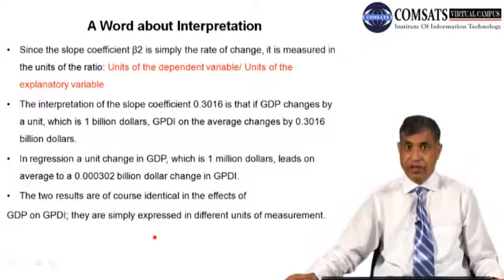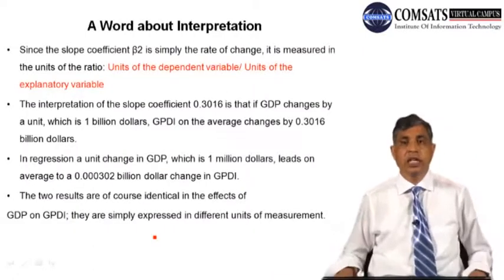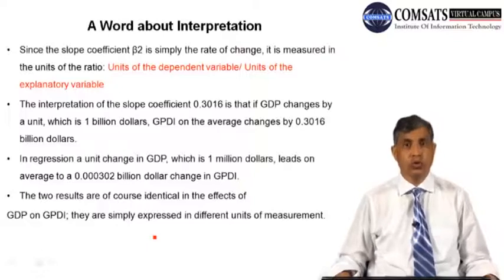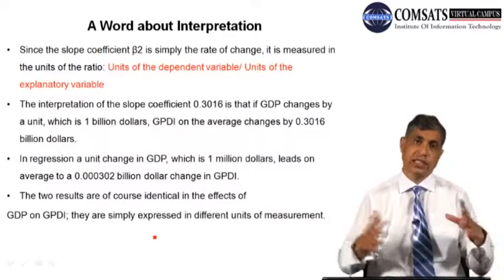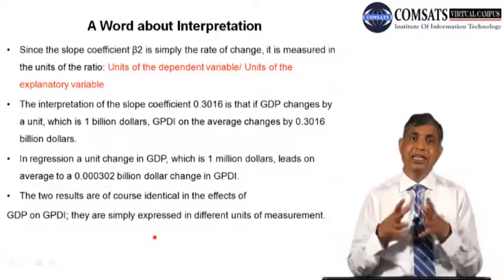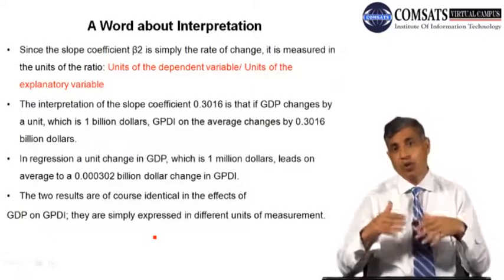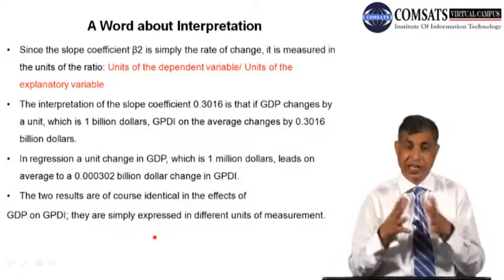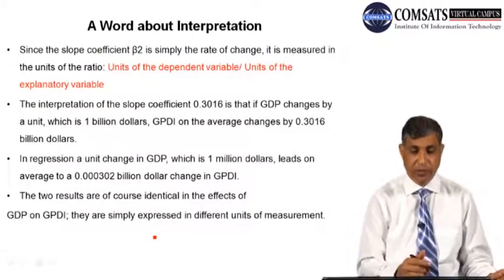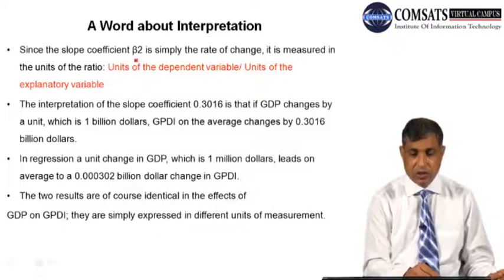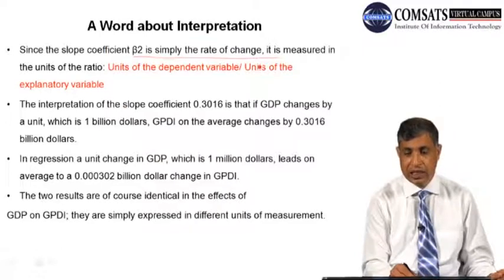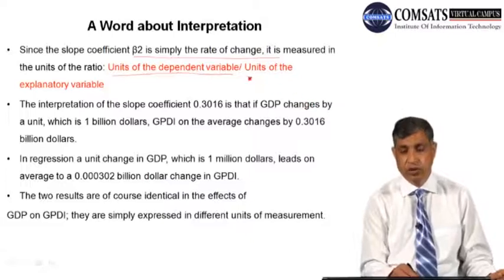A word about interpretation. As I said, the scale and units practically put no question marks on the relationship between the variables. But it is the researcher who should keep in mind how he interprets this situation in his words. Since the slope coefficient beta 2 is the change in the dependent variable per unit of the explanatory variable, you know beta 2 is equal to delta y over delta x.